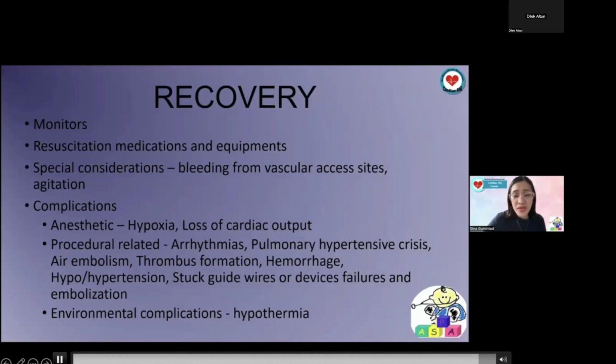Procedure-related: arrhythmias, pulmonary hypertensive crisis, air embolism, all of this, or sometimes it also happens in our institution, a stuck guide wire or device failure and embolization. And environmental complication such as hypothermia. So we have to make sure that the patient is thermoregulated even inside the cardiac cath lab, which is equally important with all the rest of our hemodynamic monitors: thermoregulation.